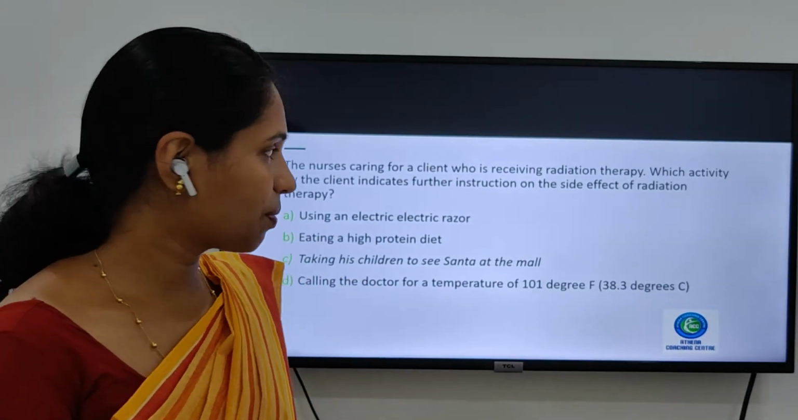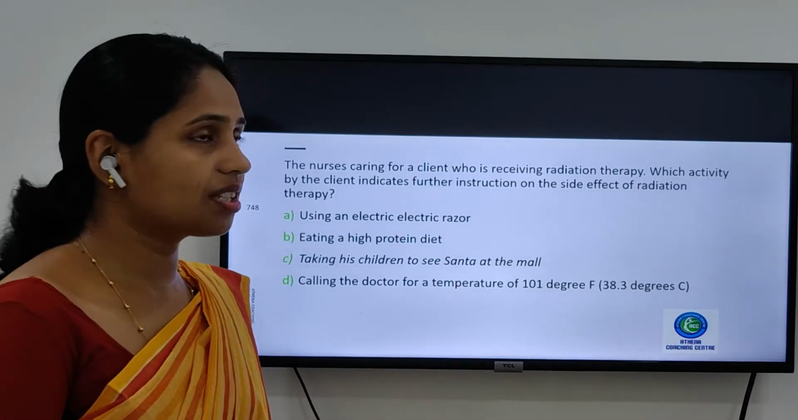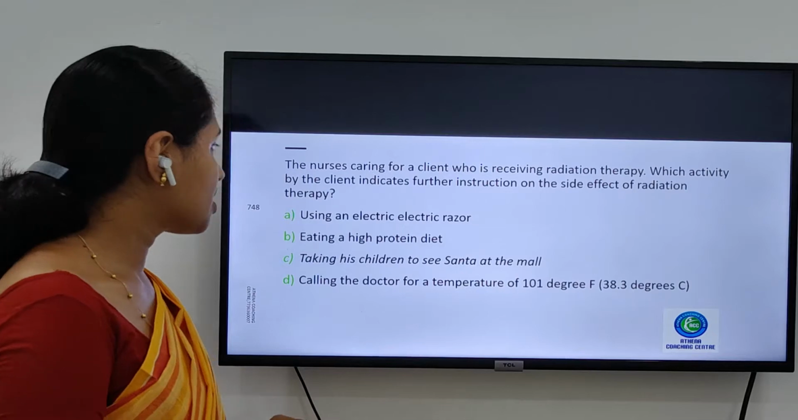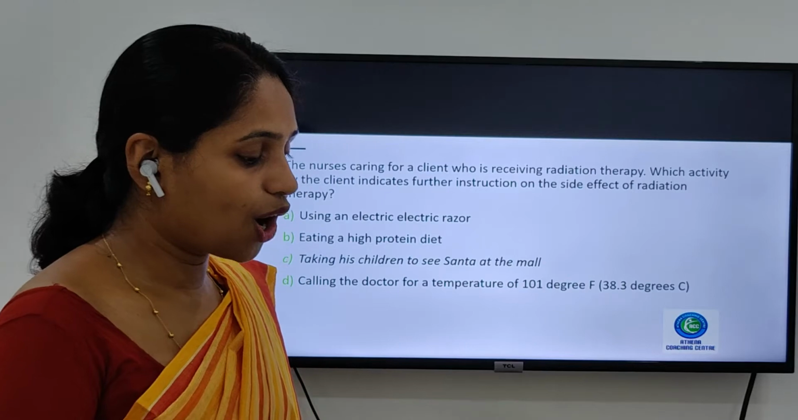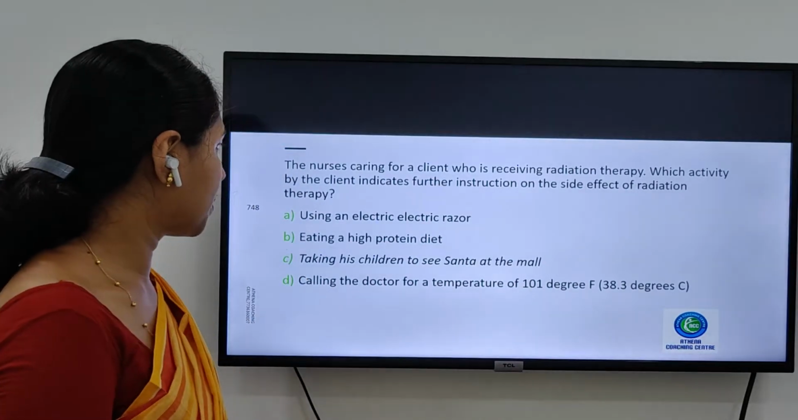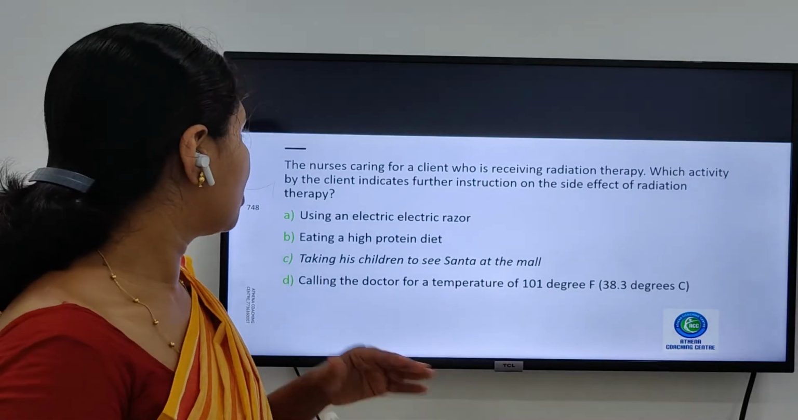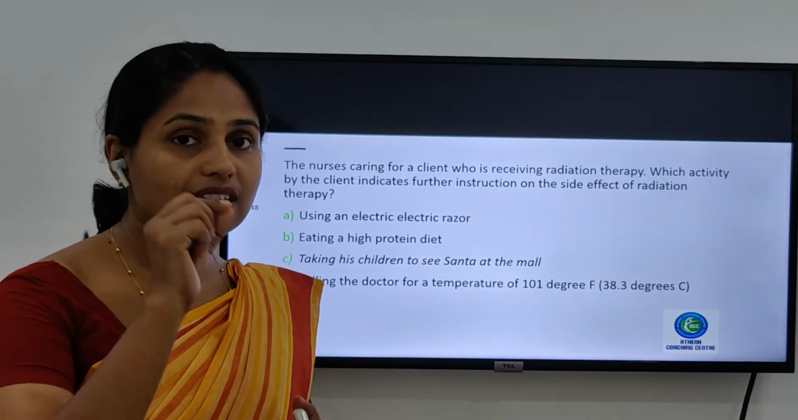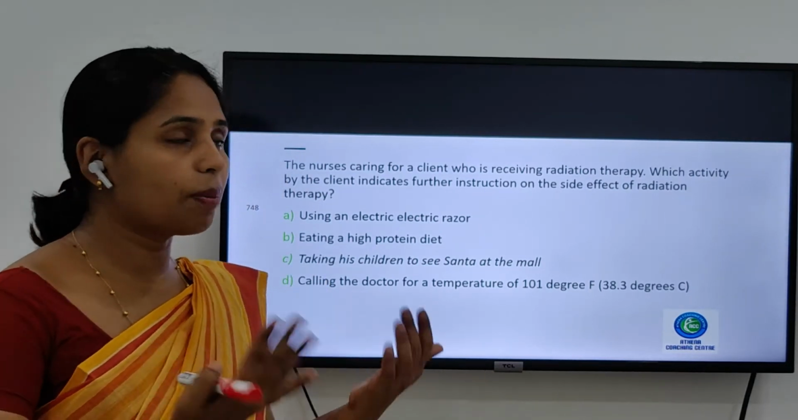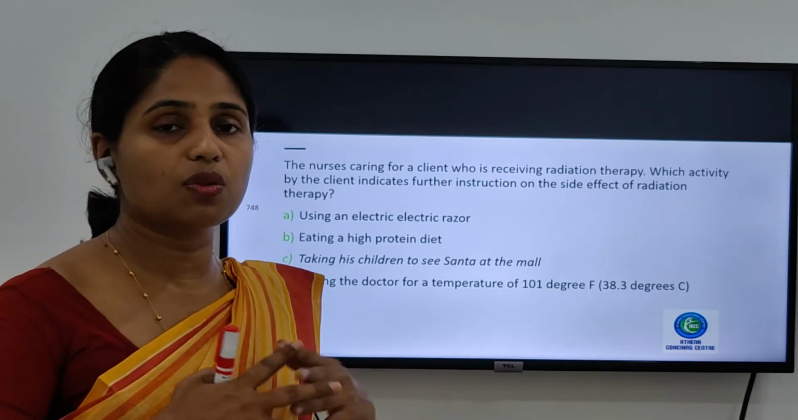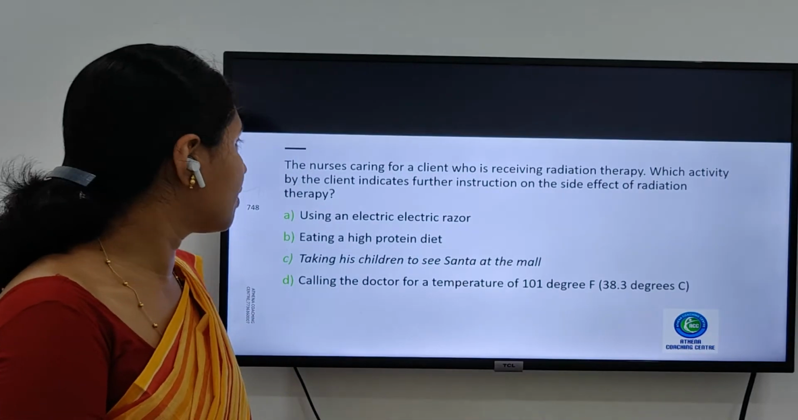And next question: a nurse caring for a client who is receiving radiation therapy, which activity by the client indicates further instruction on the side effects of radiation therapy? Okay, I repeat. The nurse is caring for a patient who is receiving radiation therapy, and which activity by the client indicates further instruction, which means you need to teach again and again, on a side effect of radiation therapy.